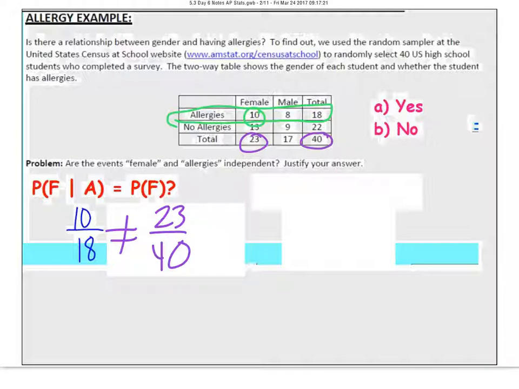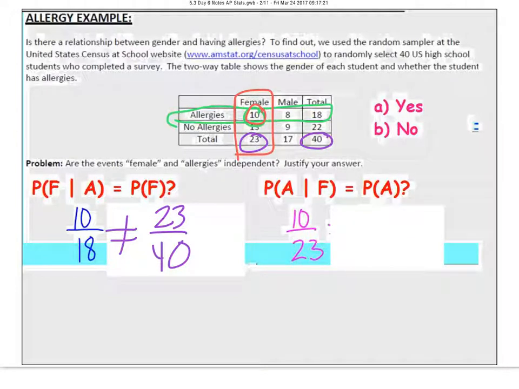Now, I do want to show you the other side of this test, though. Let's just reverse it. What I'm going to do is put A first and then F. So the probability that I have allergies given I'm female, is that equal to the probability I have allergies? So to do that one, let's find again the probability of allergies given I'm female. So I'm just looking at all the females. The probability I have allergies, in this case, would be 10 out of 23.